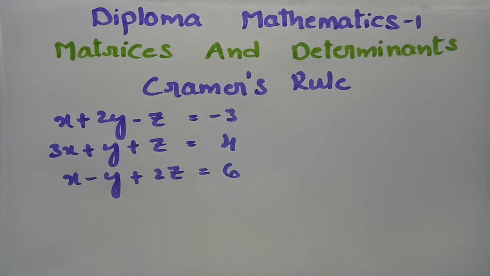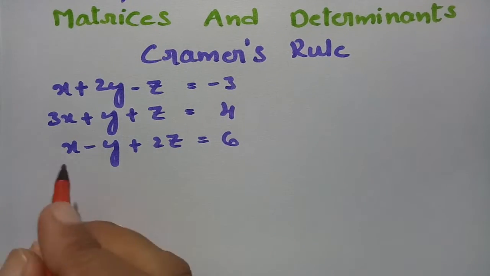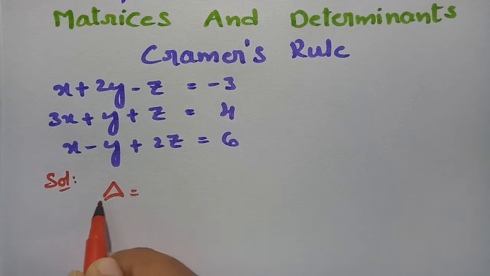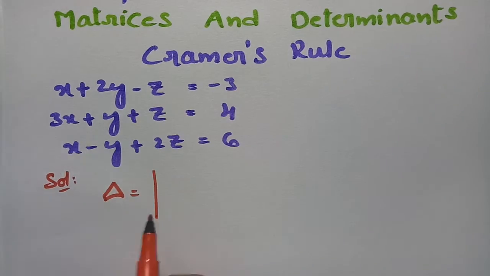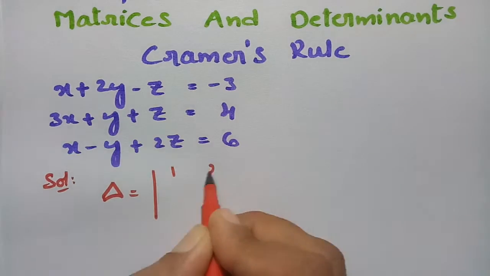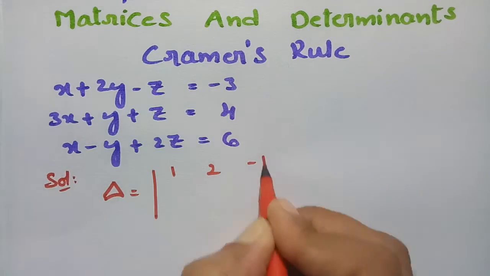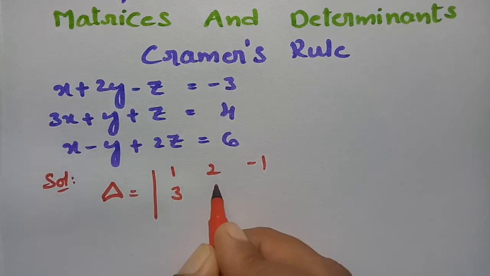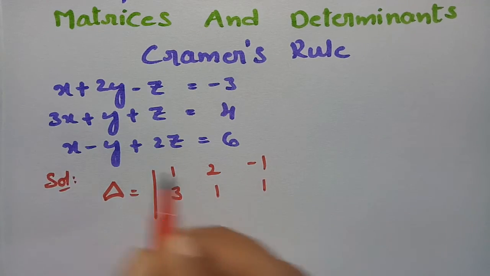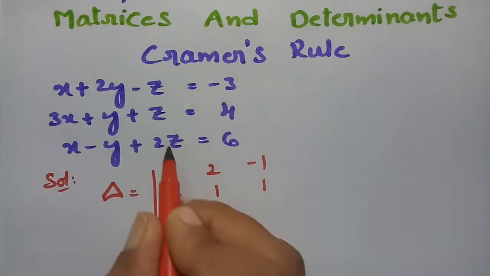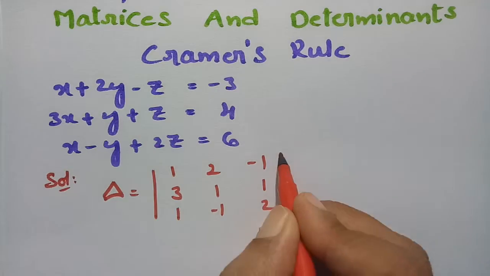First of all I am going to take delta. In the solution, what is delta? Delta is nothing but the matrix A. So here the coefficient of x is 1, the coefficient of y is 2 and the coefficient of z is minus 1, and the next row is: the coefficient of x is 3, the coefficient of y is 1 and the coefficient of z is 1. Here the coefficient of x is 1, the coefficient of y is minus 1 and the coefficient of z is 2.